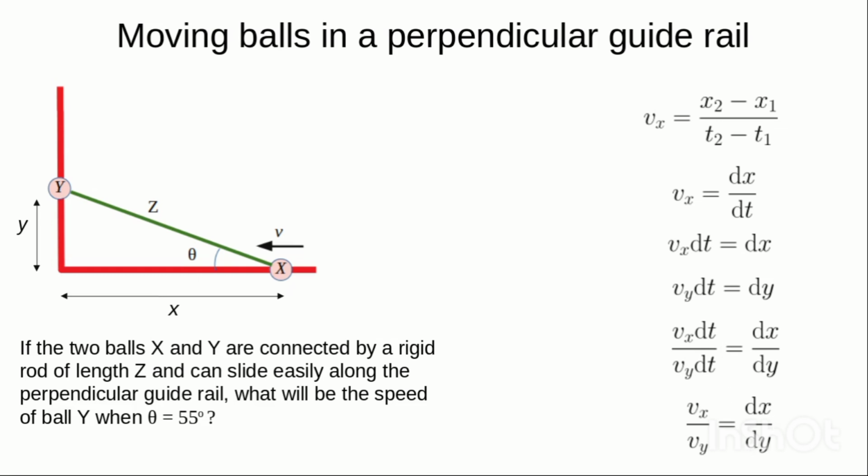And this reduces, since dt can cancel dt, to this expression. Now, our aim is to find the velocity Vy in terms of Vx, which is known, because as this one moves, it affects this one. So the speed of this affects the speed of this one. So if we make Vy the subject of the formula, we have Vy equal to Vx dy/dx, right?